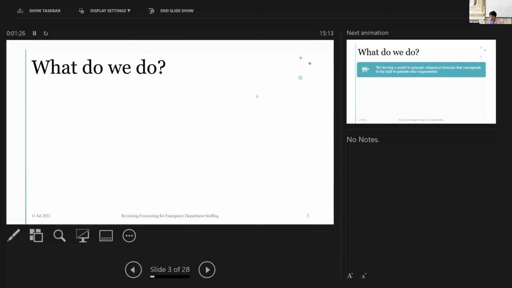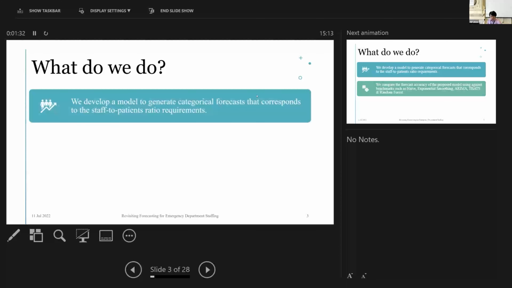So what do we do in this research? First of all, we develop a model to generate a categorical forecast for staff to patient ratio requirements. So the key point here is that I'm not doing point forecasting, okay? I'm doing categorical forecasting, which means I forecast for categories. You will see how I define those categories.